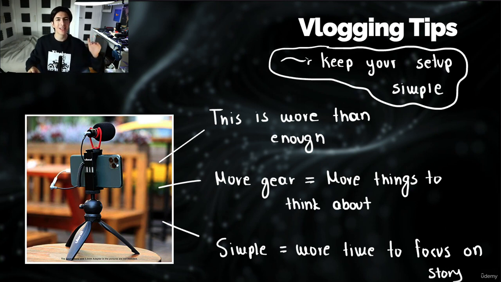This right here is an over-the-top vlogging setup, as you can see. It looks simple, but trust me, this is way more than you need. You probably are okay to vlog with just your phone. This guy has strapped his phone to a tripod and pretty much has an external microphone up on top of it. Remember, as a rule of thumb when it comes to vlogging, more gear equals more things to think about, and when you're thinking about your gear, you are dragging yourself away from the story, which is king when it comes to vlogs.